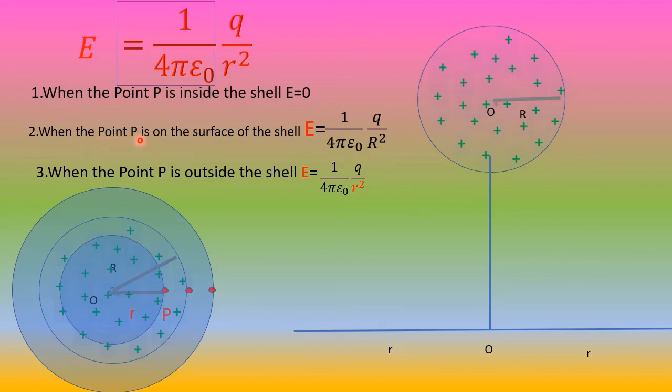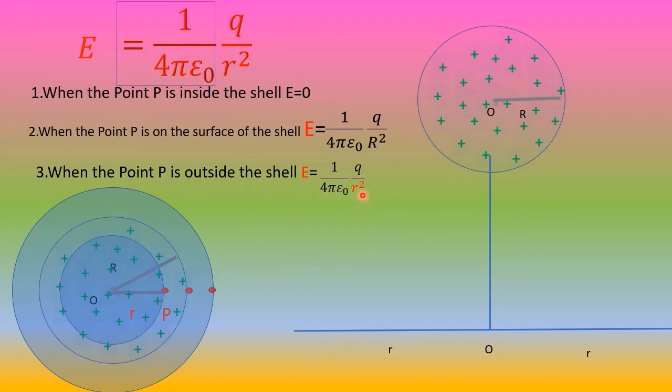When the point P is on the surface of the shell, r becomes capital R, the radius of the sphere. E is equal to 1 by 4 pi epsilon 0 q by R square. The value is maximum. When the point P is outside the shell, E is equal to 1 by 4 pi epsilon 0 q by r square.